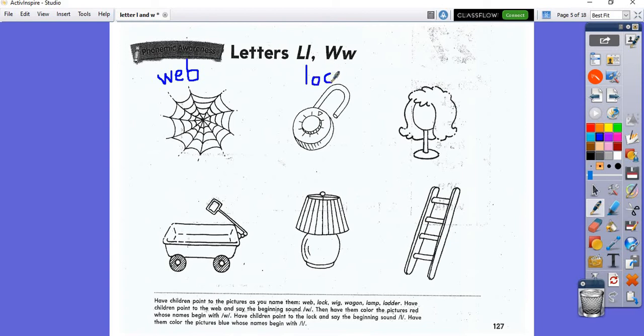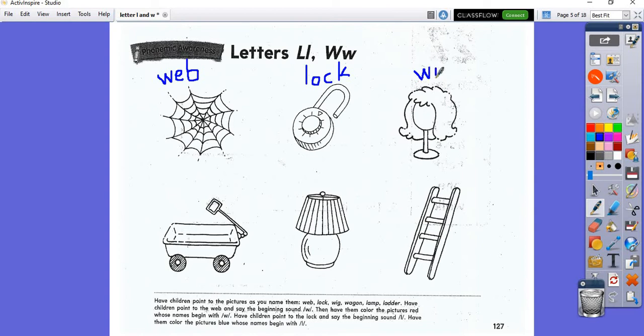Lock. Excellent. You will write the spelling for this picture, okay? Letter W and letter L picture's name. What is this? Who will tell me? This is wig. This girl, she's wearing a wig. Wig starting with wah, wah. You will write here wig spelling.